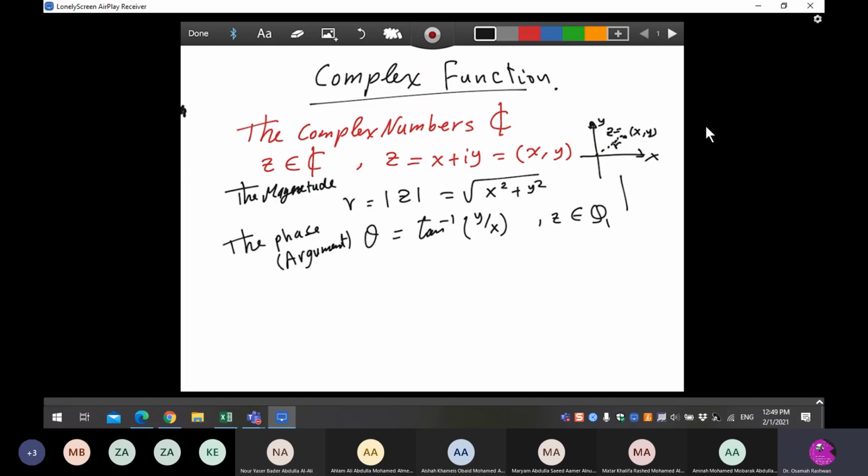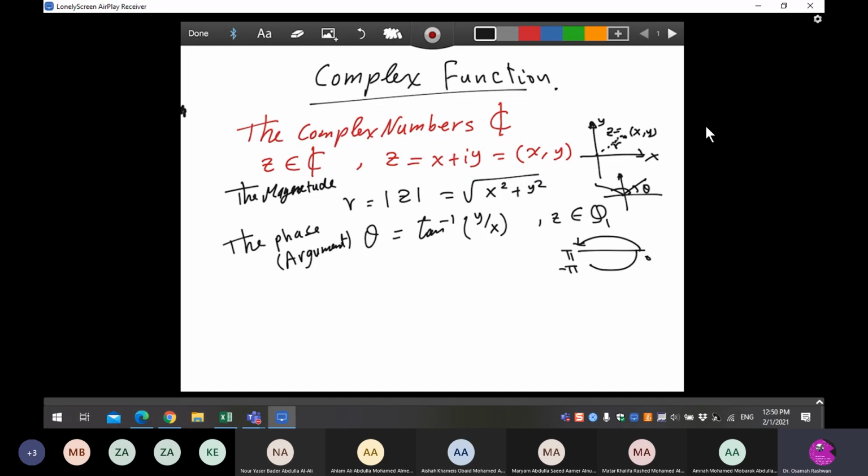Because the tan of 45 is the same as 135. So this is the main point you have to be very careful about when using tan. And you catch theta from 0 to pi when you go anti-clockwise. And with the clockwise, you go from 0 to minus pi, right?